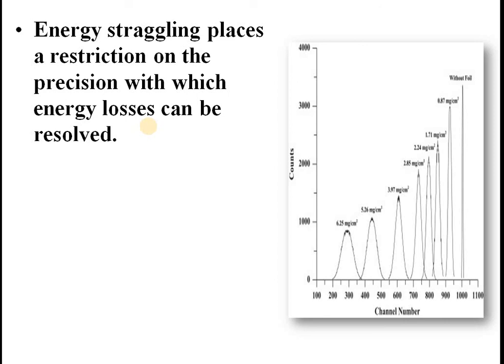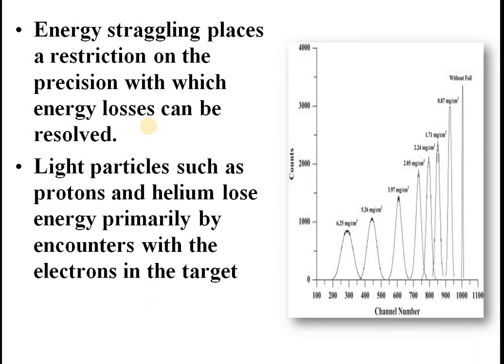In order to minimize this straggling problem, the target is made as thin as possible. Then the energy straggling problem can be minimized. Light particles such as protons and helium lose energy primarily by encountering the electrons in the target, so we don't use such projectiles.